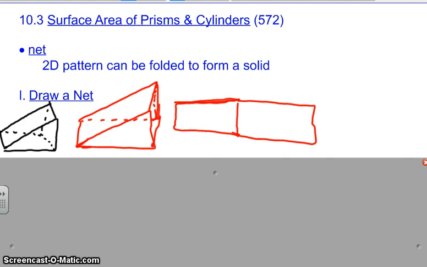What about this back side, back here? If we lay it out to the right, what shape is it? A square or rectangle again, we don't know the dimensions, okay?